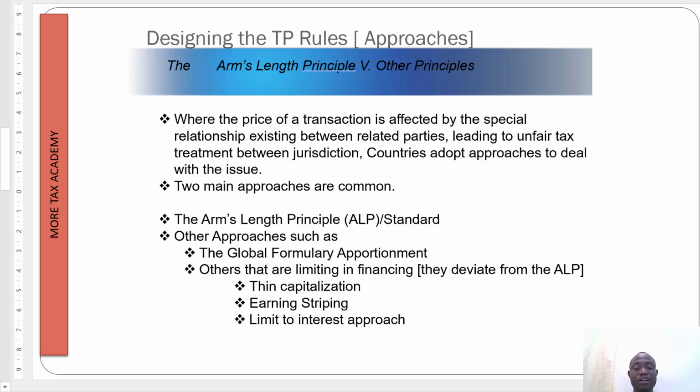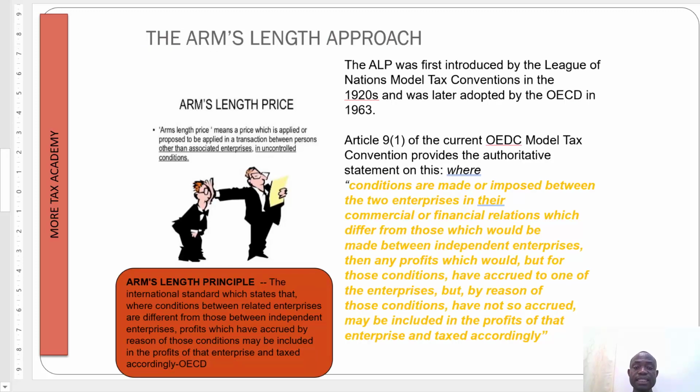So we will talk about the global formulary apportionment. We'll talk about other methods which deviate from the arm's length standard. We'll talk about thin capitalization, earnings stripping, and all these things in our next discussion. Today's one is just to give you an overview of what the arm's length standard is.